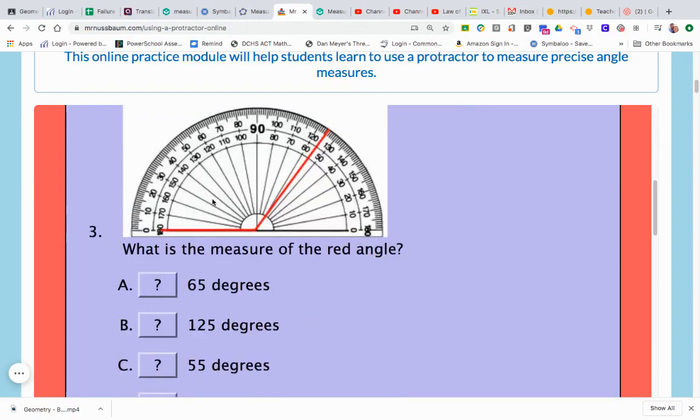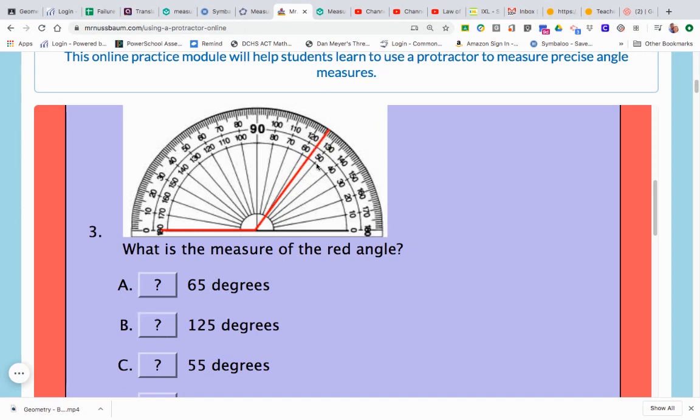Now this one's flipped. Now this initial side is over here. So now I'm running through 0 right here. Well, now I'm reading these top numbers because that's where 0 starts. So my initial side has changed and 0's here. So now I am reading these top numbers. So it's 110, 120, that looks like 125.